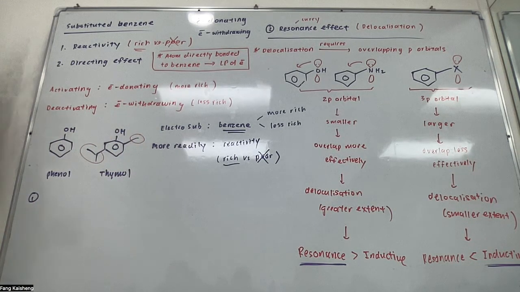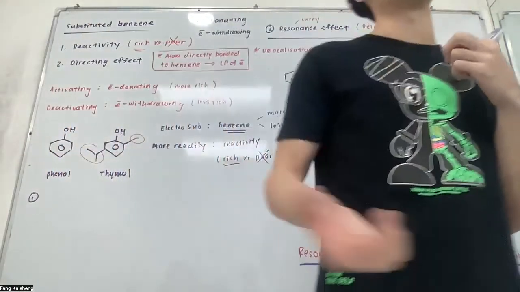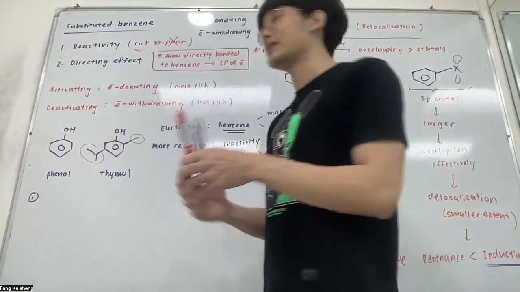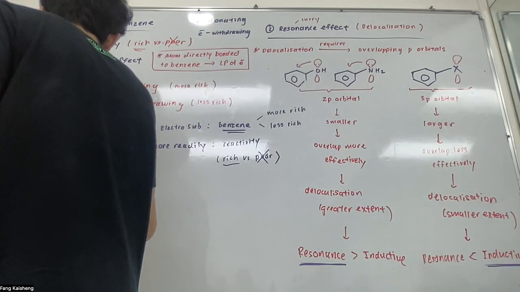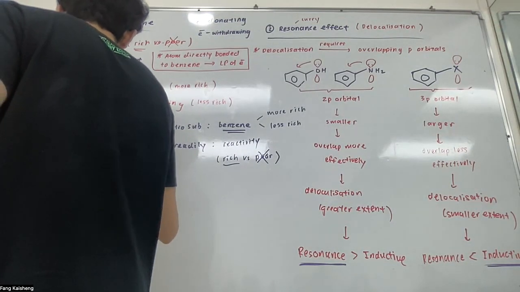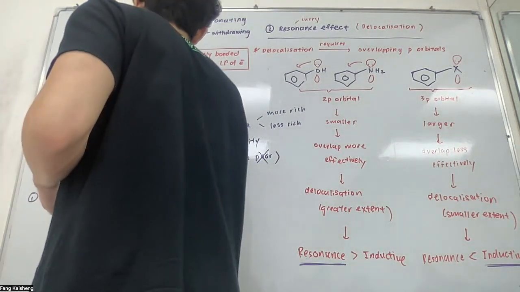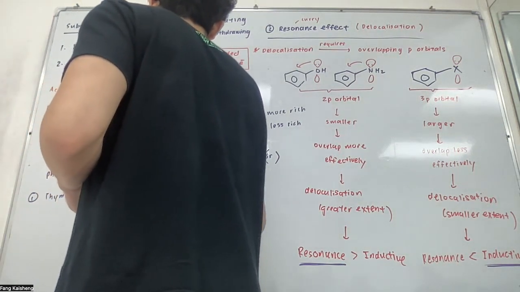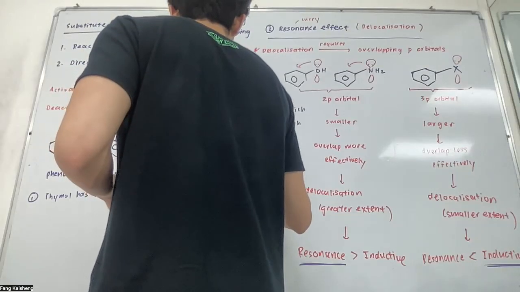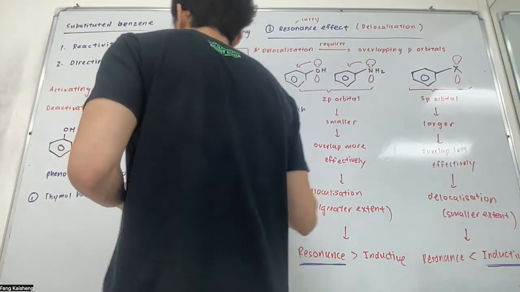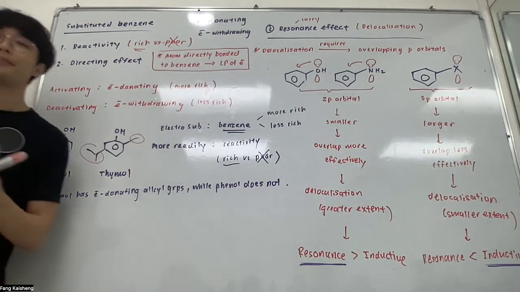And alkyl groups, can we just say, oh, alkyl group? How do you describe alkyl groups? What effect does it have? Exactly. So first of all, thymol has electron donating alkyl groups, while phenol doesn't. So the first point, very simple: spot the difference.